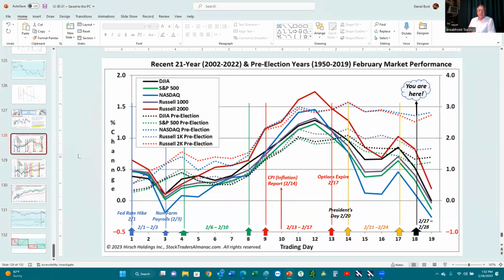So here is February. February has not performed too well for us. It's gone down. This is from Stock Traders Almanac. They go back 100 years, really, to look at historical information about the market. And this is going back to 1950, so roughly 74 years.